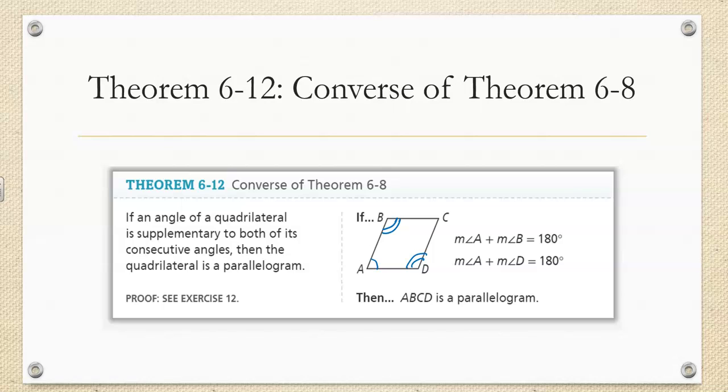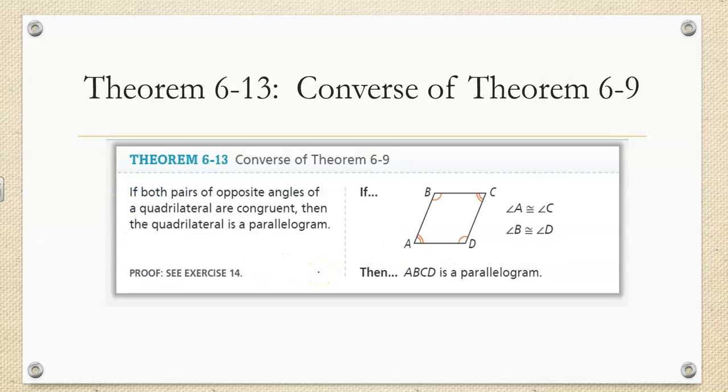So this is one of the theorems that you'll need to remember. And you don't have to remember the number as much as what the statement is. So I wouldn't expect you to remember theorem 6.12 or converse of theorem 6.8, but I would expect you to remember what it says here that is true. And the same thing with this one. This one states that if both pairs of opposite angles are congruent, so B is congruent to D, and C is congruent to A, both of them have to be congruent for it to be a parallelogram.